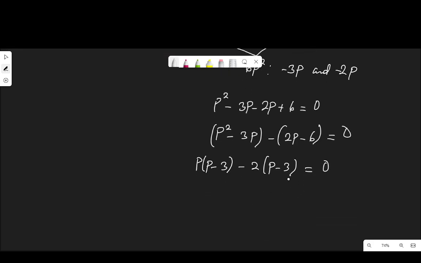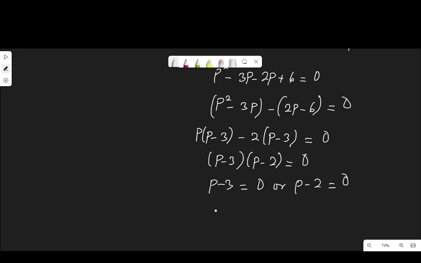We have a common factor p minus 3, so pick one: p minus 3, then we'll group this and this together: p minus 2 equal to 0. It's either p minus 3 is equal to 0 or p minus 2 is equal to 0. That means p is equal to 3 or p is equal to 2. When negative crosses equality, it becomes positive.